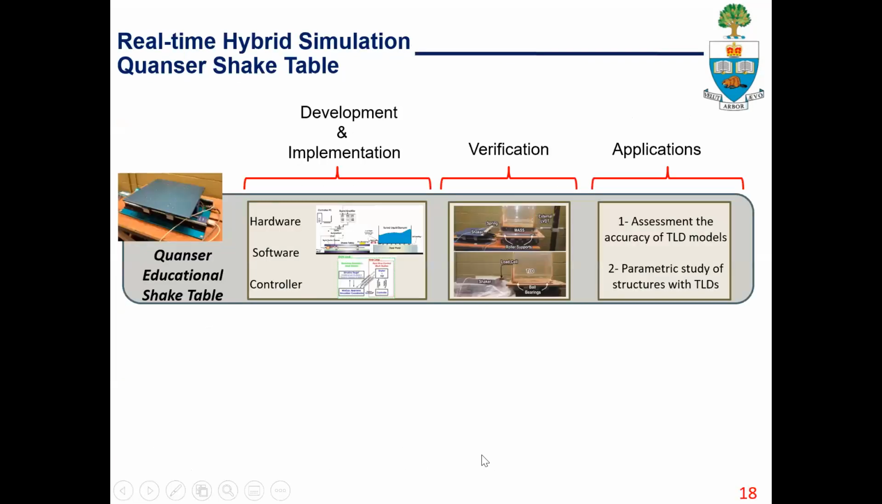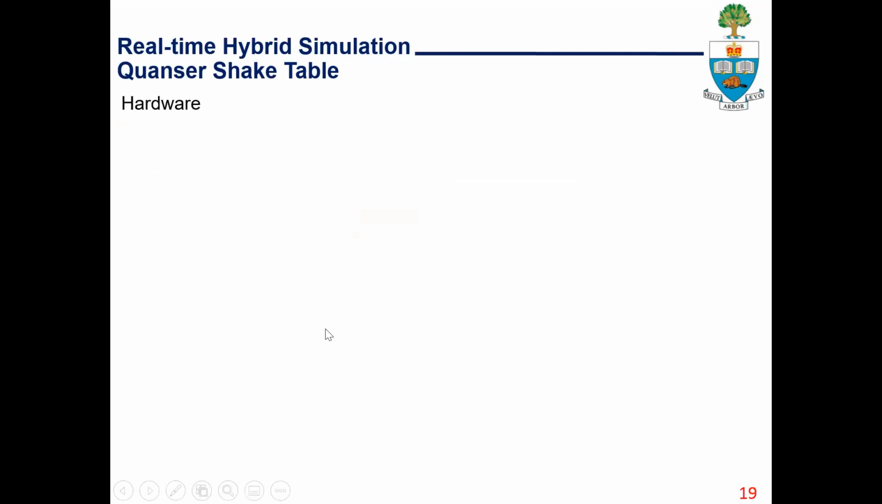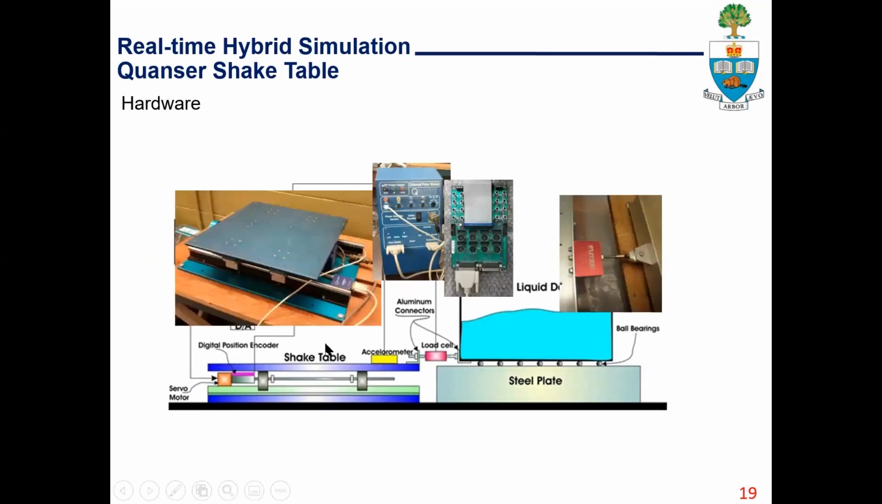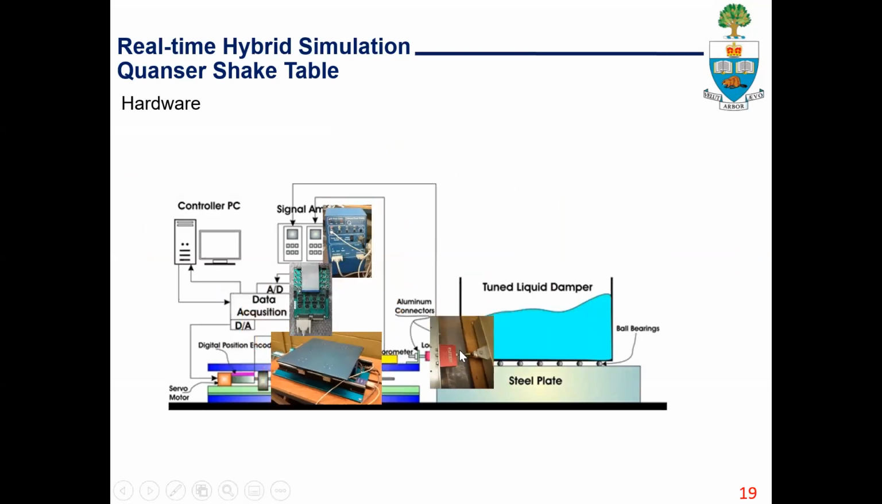So at University of Toronto, we have implemented real-time Harvey simulation in two different platforms. The first one uses a Quanser educational shake table. The hardware includes the shake table itself, and we need to have the sensors, the displacement and load sensors, as well as the relevant data acquisition platform.